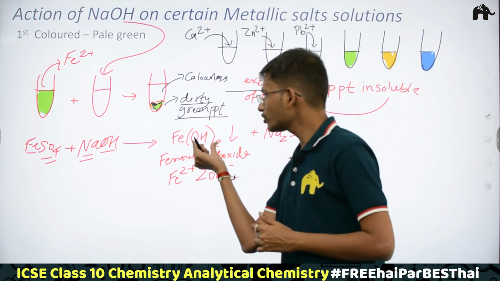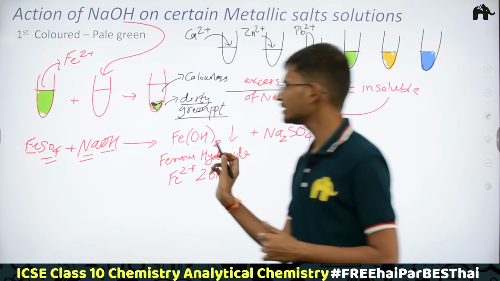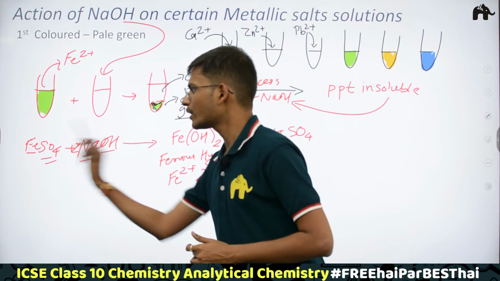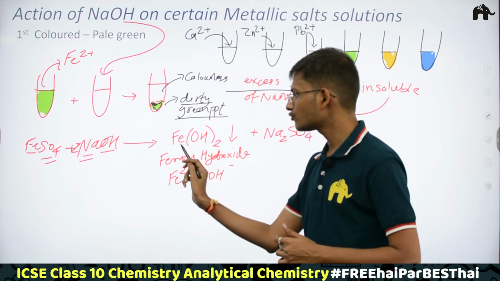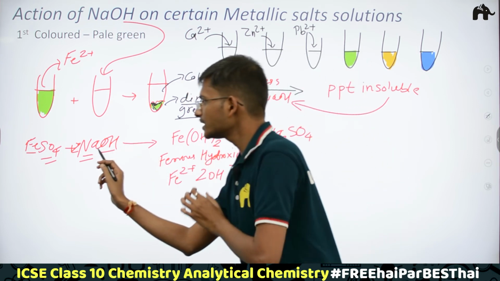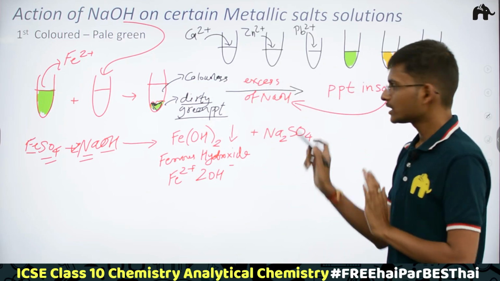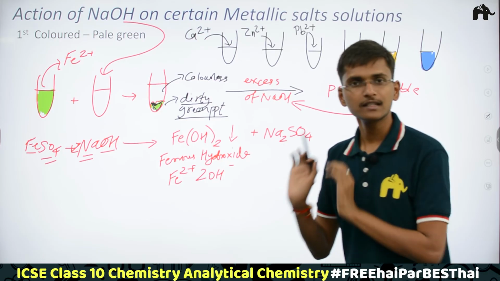Now see here, 2 OH minus ions are required. So balance it simply. I am writing here 2 in front of NaOH. 2 OH minus ions, 1 Fe. This is balanced now. Now what is remaining? Na2SO4. See, Na2SO4 is balanced. Simple. This Na2SO4 is present in this colorless solution.